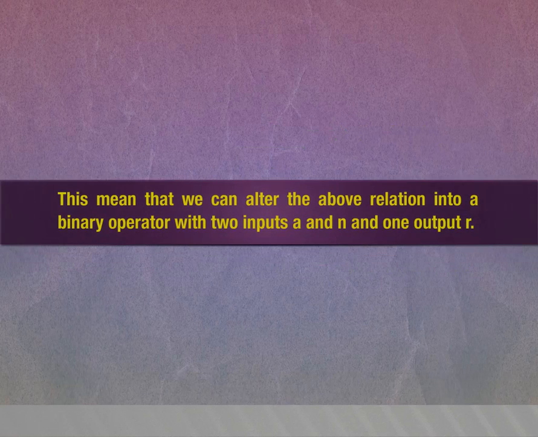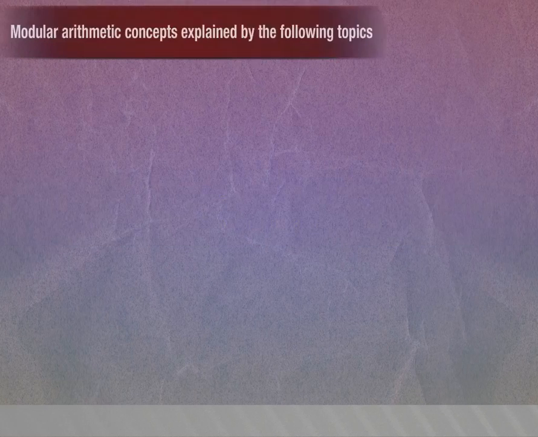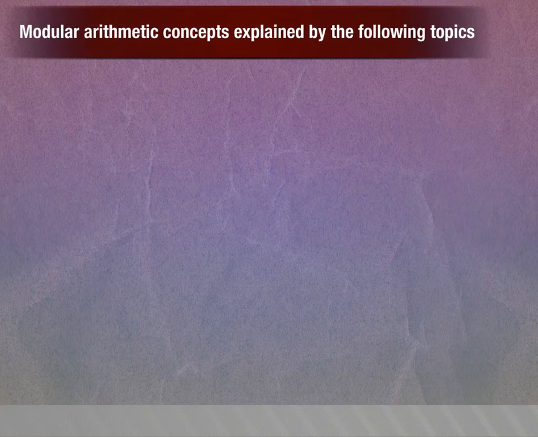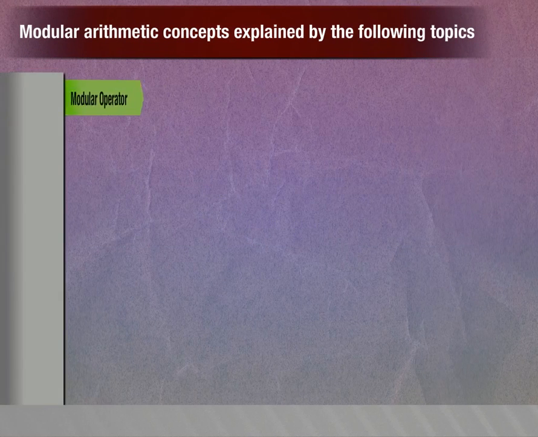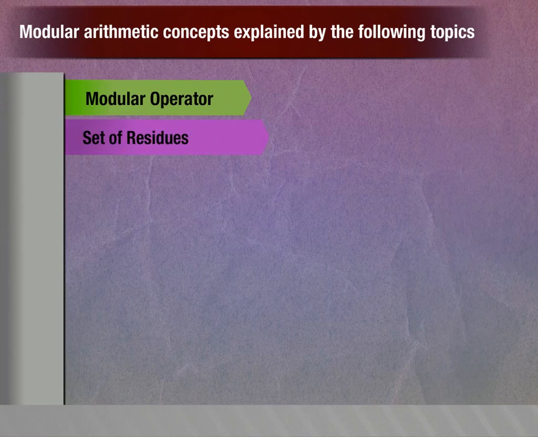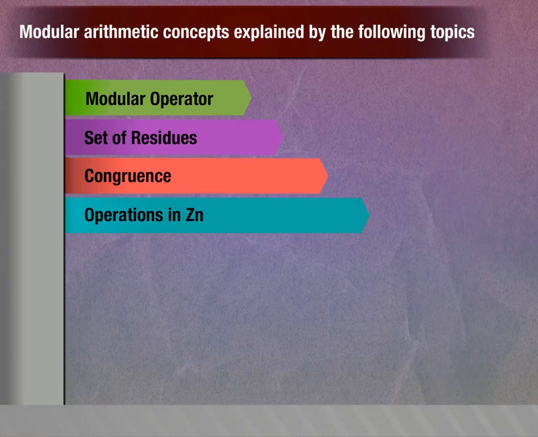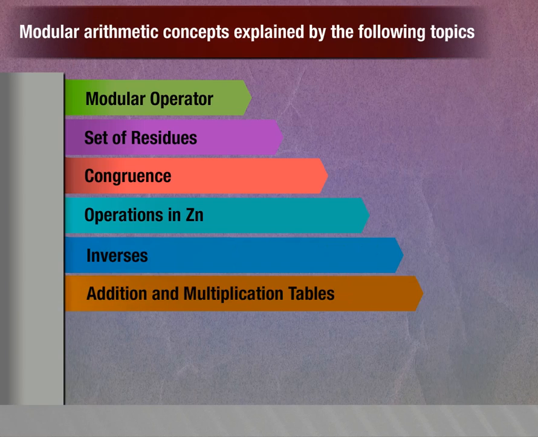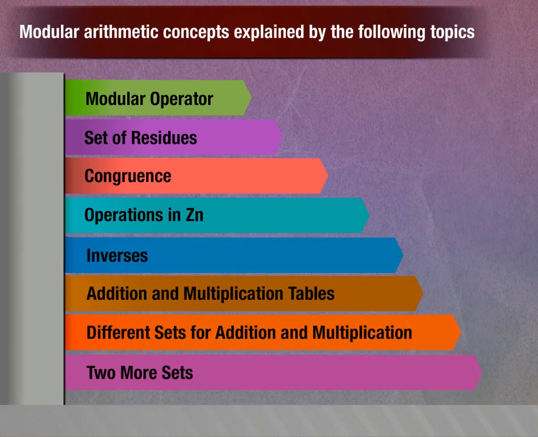This means that we can change the above relation into a binary operator with two inputs a and n and one output r. Modular arithmetic concepts are explained by the following topics: modular operator, set of residues, congruence, operations in Zn, inverses, addition and multiplication tables, different sets for addition and multiplication, and two more sets.